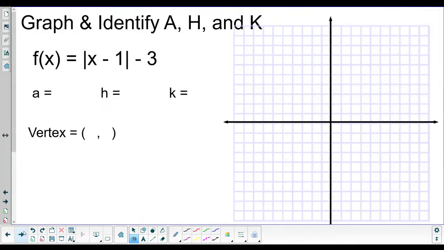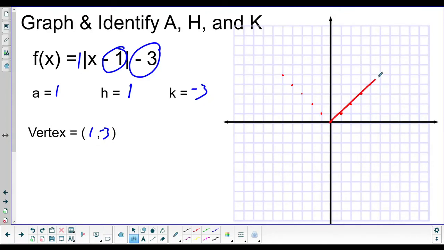Let's do one more for practice. All right, A, there's no number here, so it's the invisible 1. H is this number, change the sign. K is this number, keep the sign. And our vertex is at 1, -3. All right. Here's our parent function. It starts at the origin, and then it goes out diagonally. Right 1, up 1, right 1, up 1, repeating forever. Left 1, up 1, left 1, up 1, repeating forever.